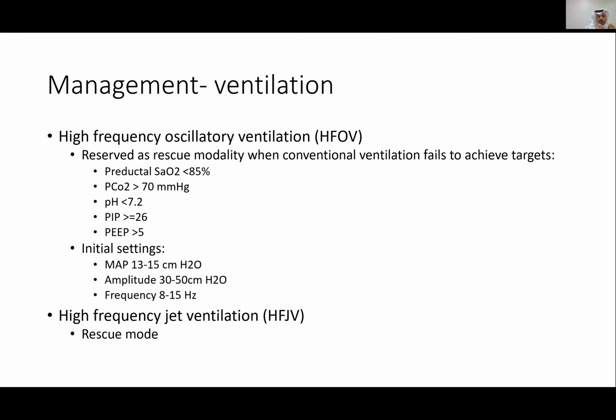So you connect this high frequency oscillatory ventilation. It shows your map between 13 to 14, amplitude 30 to 50, and frequency about 8 to 15. And then you need the neonatologist obviously to kind of handle that. High frequency jet ventilation also another option, and it is reserved for rescue mode.